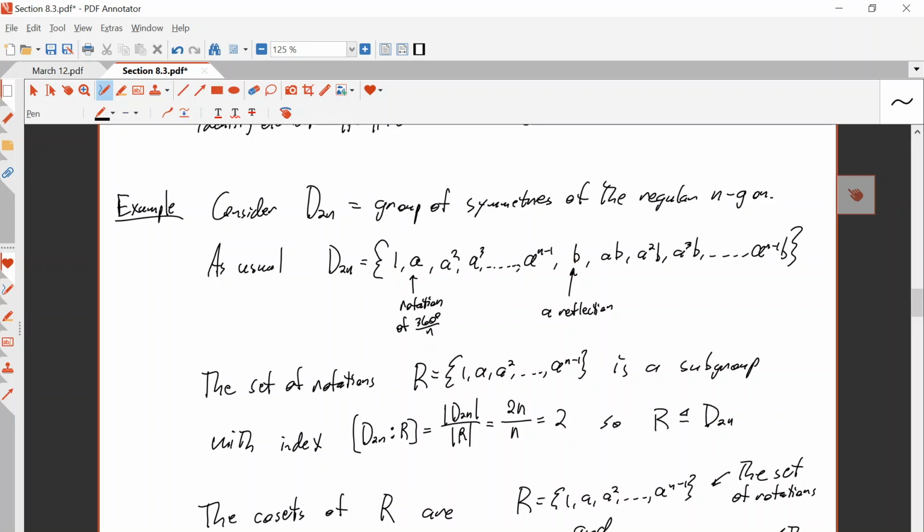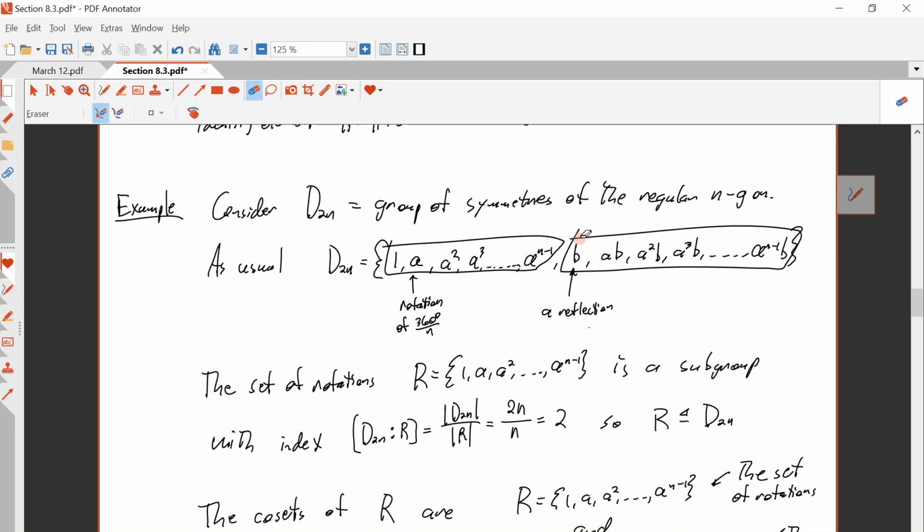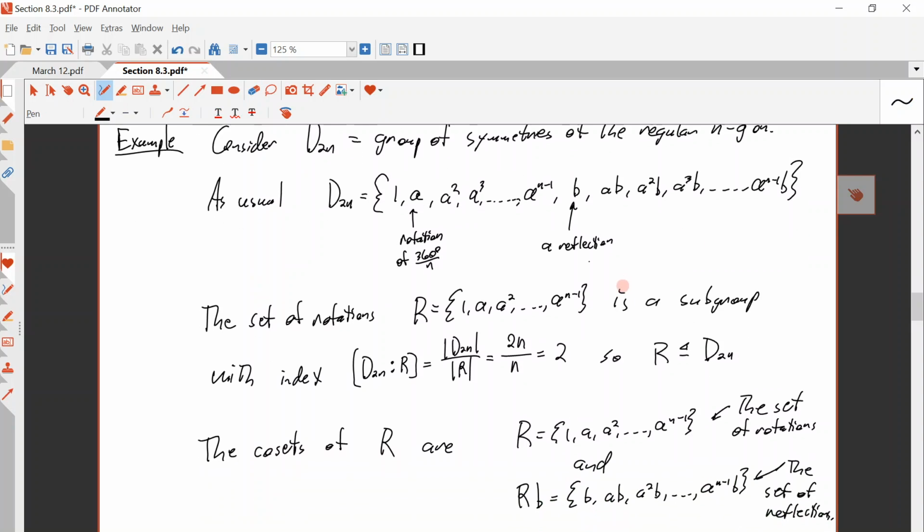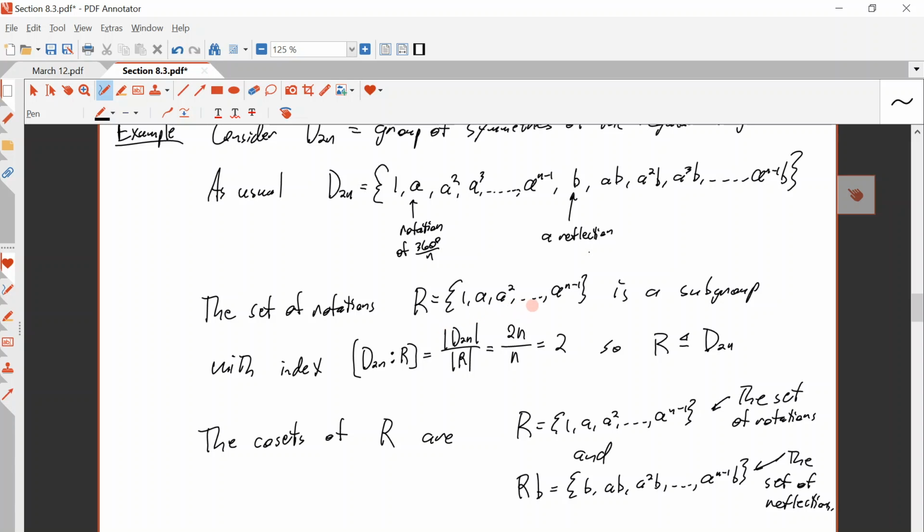And then you have one reflection, b, and then you have rotate, reflect, rotate squared, then reflect, and so forth. So there's n rotations in the dihedral group of order 2n and n reflections. As usual, this set of rotations is a subgroup whose index is 2. So it's a normal subgroup. We proved that last time in section 8.2. A subgroup of index 2 only has 2 cosets, so it has to be normal.